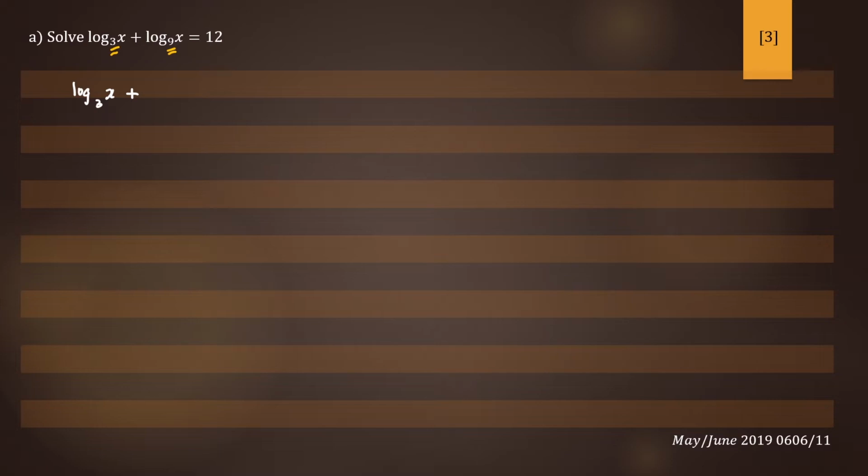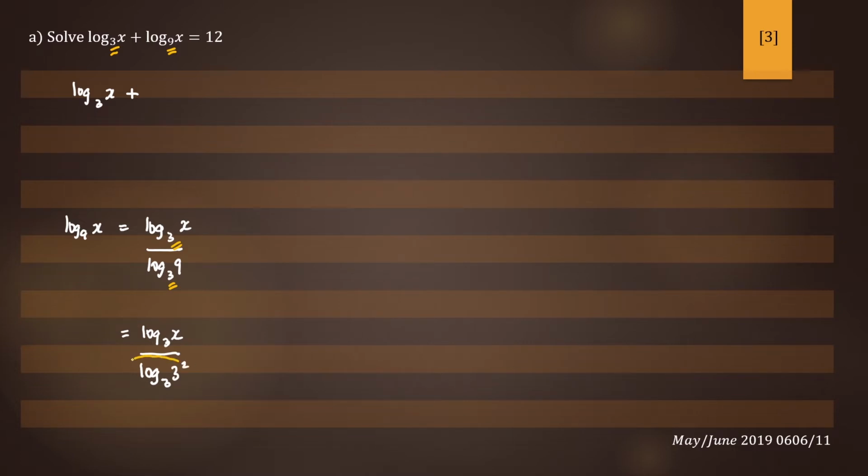Now, I recommend that we change log base 9 of x using the change of base rule. So we can write that as log base 3 of x divided by log base 3 of 9. Now you can see that we've changed it to base 3. So let's write that again. We have log base 3 of x divided by log base 3 of 9, which is 3 squared. So we can write that as log base 3 of 3 squared.